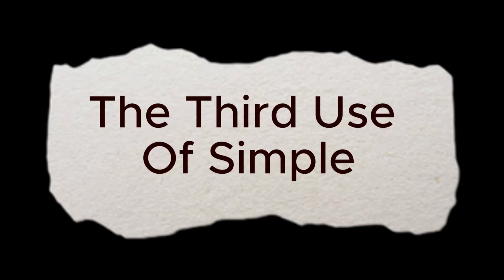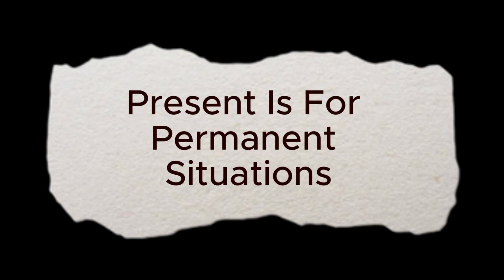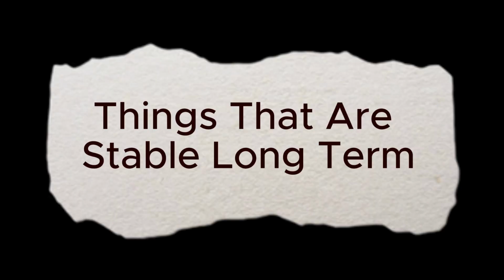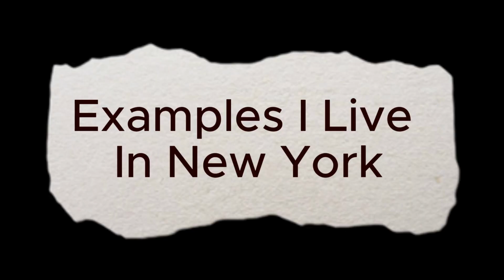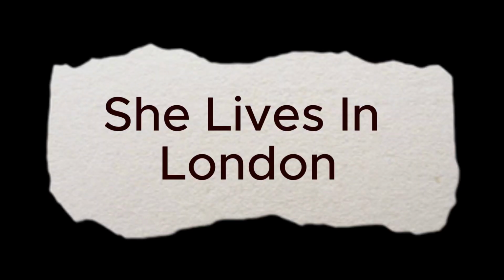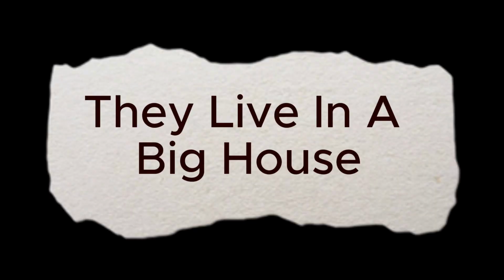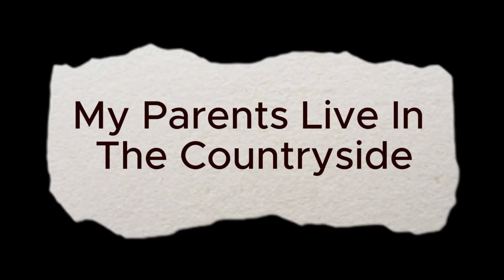The third use of simple present is for permanent situations, things that are stable, long-term, and not temporary. Permanent residence. Examples: I live in New York. She lives in London. They live in a big house. My parents live in the countryside.